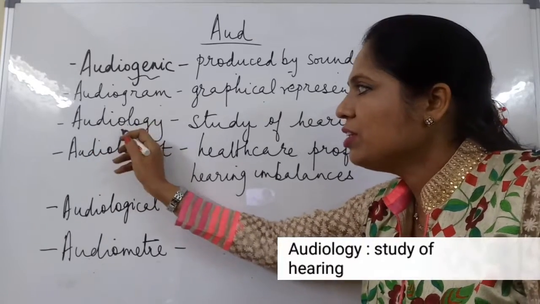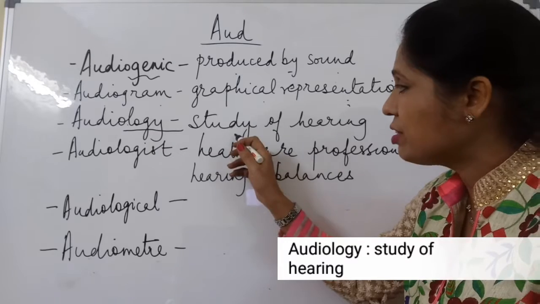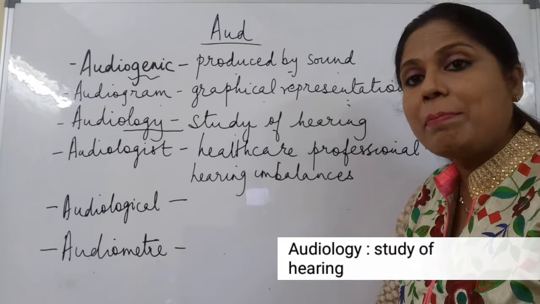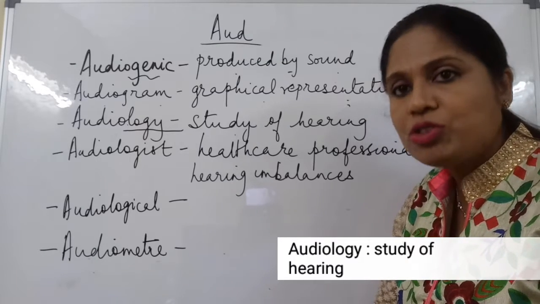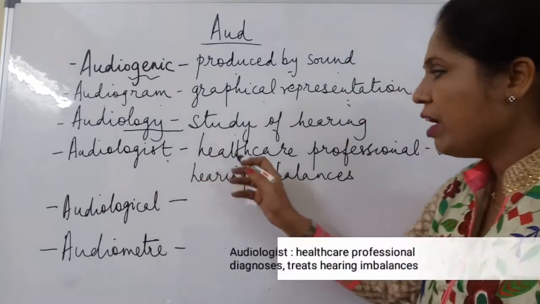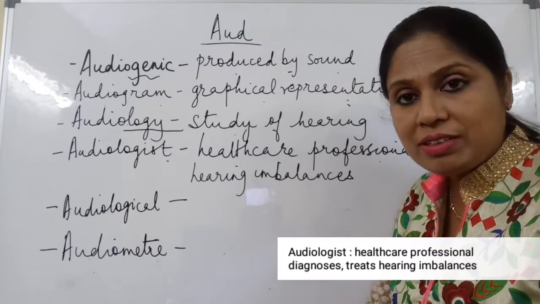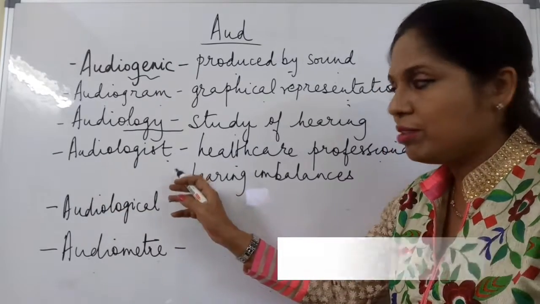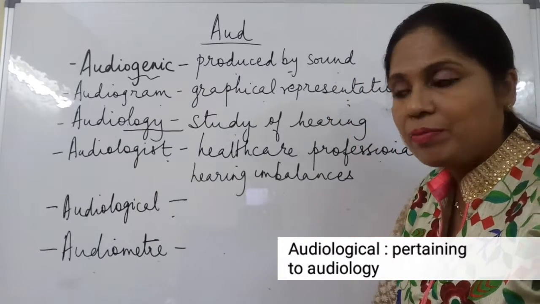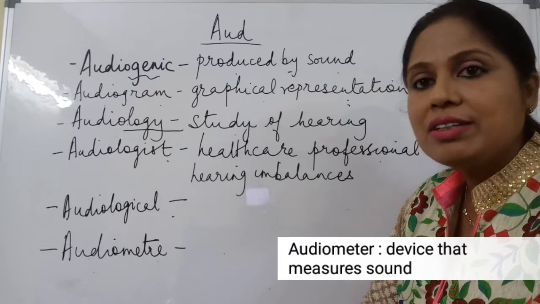Audiology. Look at this suffix. Logy means the study of. So audiology is the study of hearing, or a science pertaining to hearing imbalances and how to correct those imbalances. An audiologist is a healthcare professional or a specialist who treats hearing imbalances. Audiologist. Audiological is pertaining to audiology. An audiometer is a device for measuring sounds.